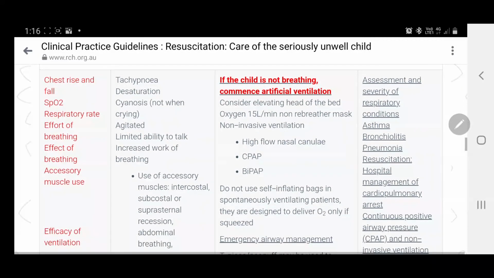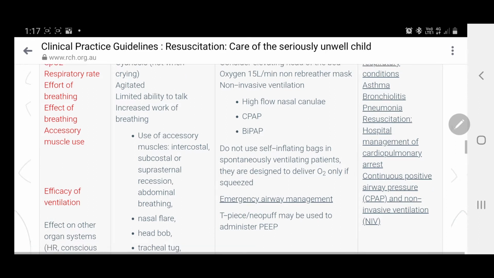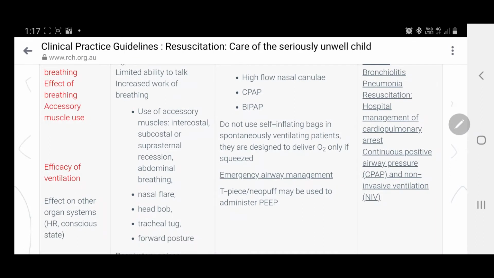Now as for management, if the child is not breathing, commence artificial ventilation. Consider elevating head of the bed, oxygen 15 liters per minute, non-rebreather mask, non-invasive ventilation. We start with high flow nasal cannula, CPAP or BiPAP. Do not use self-inflating bags in spontaneously ventilated patients. They are ventilating spontaneously, so we don't use self-inflating bags. They are designed to deliver oxygen only if squeezed.